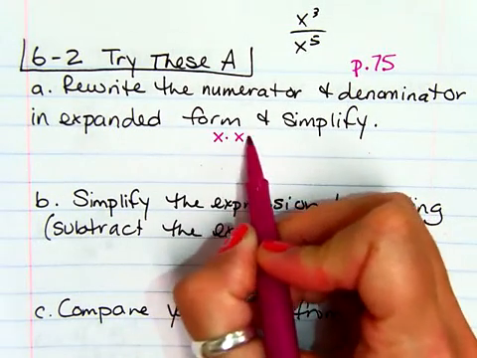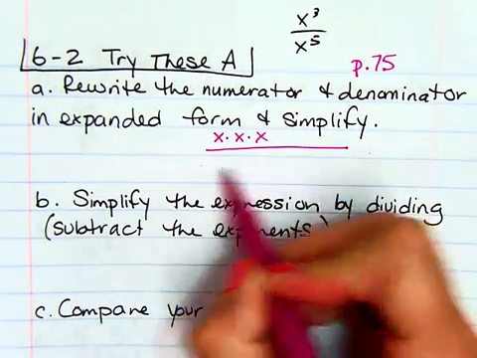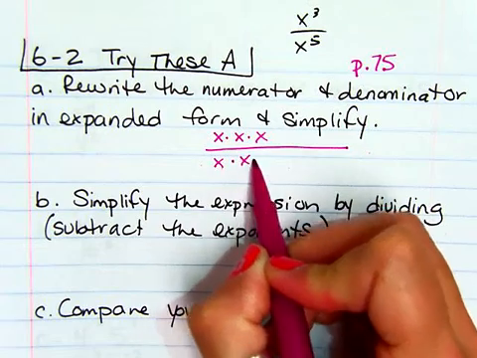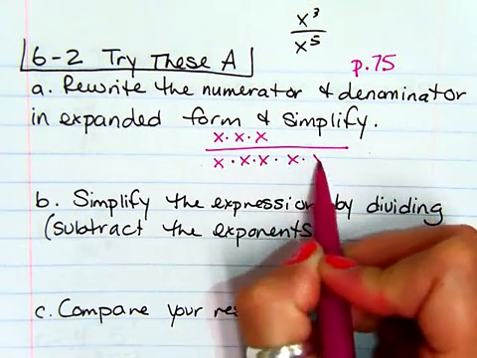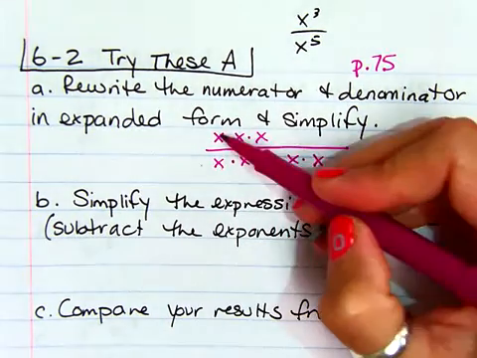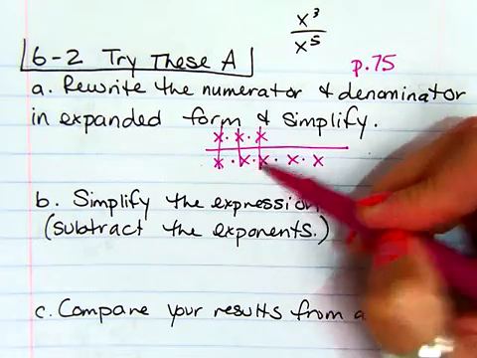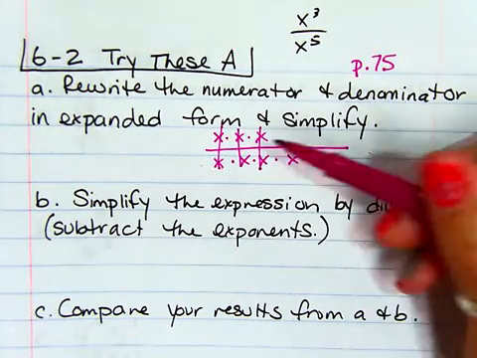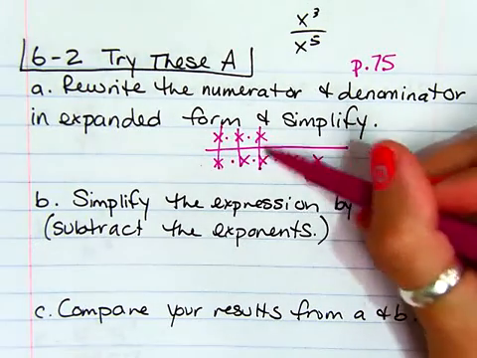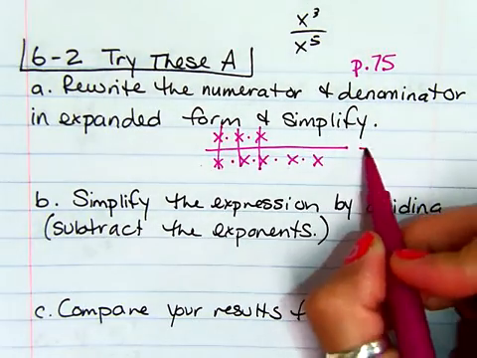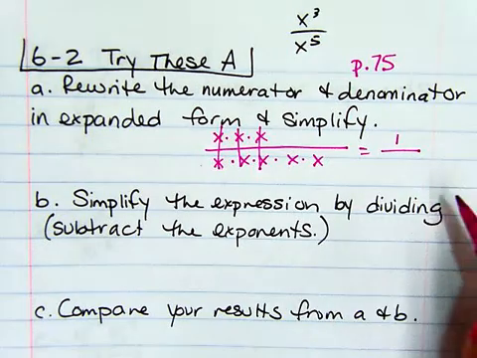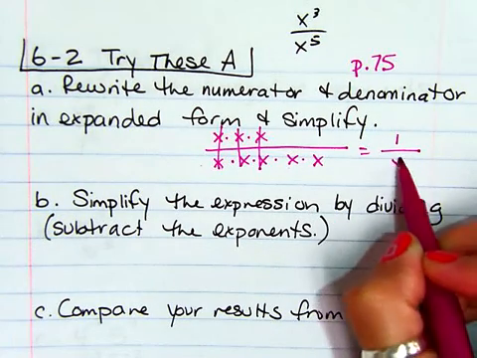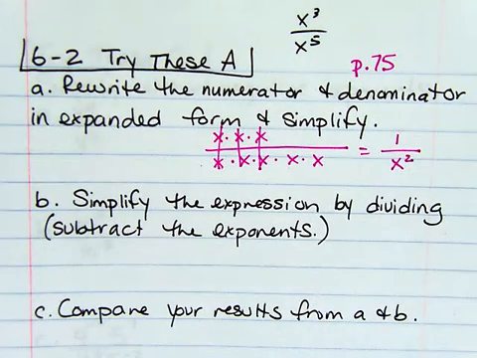So I have 3 x's divided by 5 x's. Okay, and I can cancel out my 1's because x divided by x is 1, x divided by x is 1, x divided by x is 1. In the numerator, I just have 1. In the denominator, I have x squared, or x times x. Okay, so I'm completely simplified now.